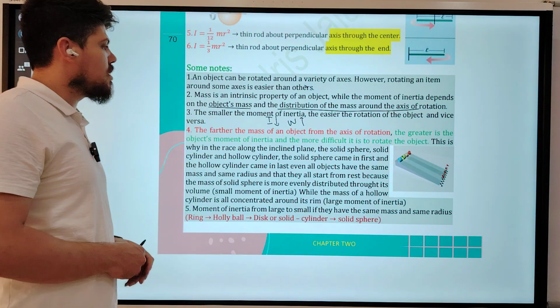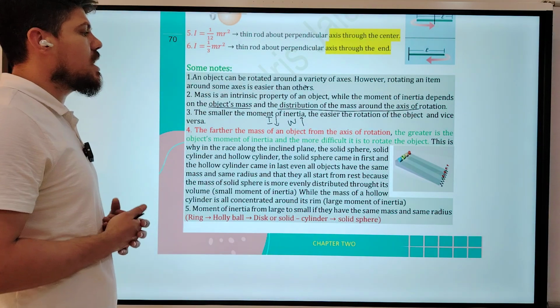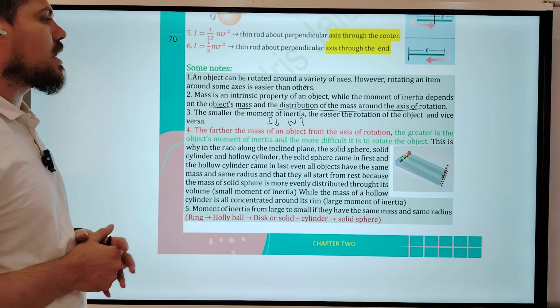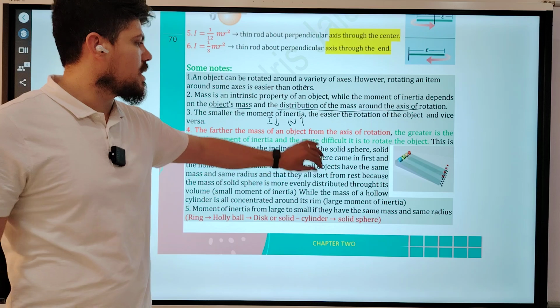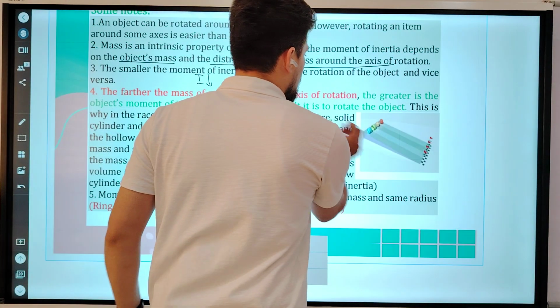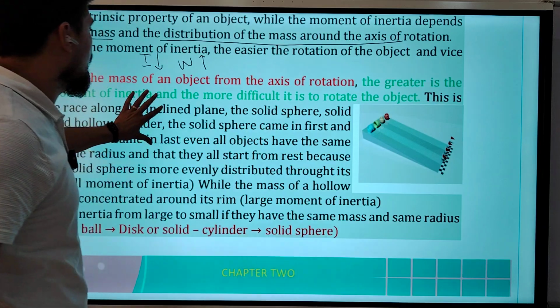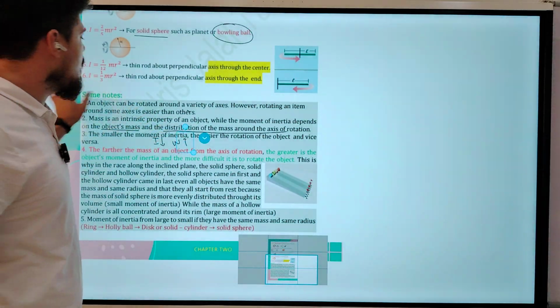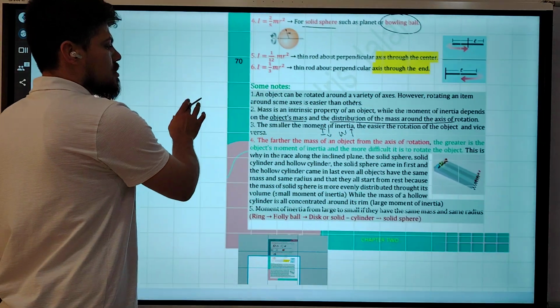The farther the mass of an object from the axis of rotation, the greater is the object's moment of inertia, and the more difficult it is to rotate the object. This is why in the race along the inclined plane, as you can see in this picture, which one wins? The solid sphere wins at first, because the mass is distributed evenly and close to the axis of rotation.